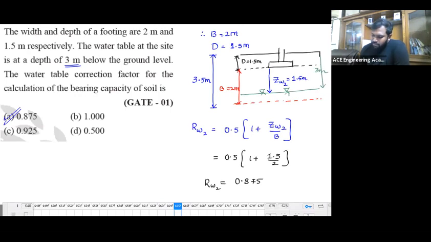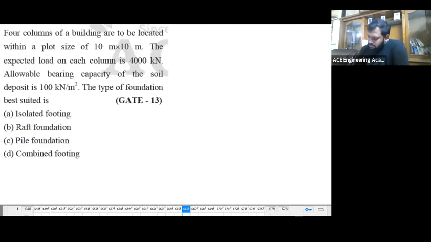Okay, so now let's solve this question. This is also one of the very good questions. Whatever questions came from out of scope, I am discussing so that you can understand more. Remaining questions, you can solve. Now you see this question. Four columns of a building are to be located within a plot size of 10 meters by 10 meters. So what is the plot size? This is the plot size.